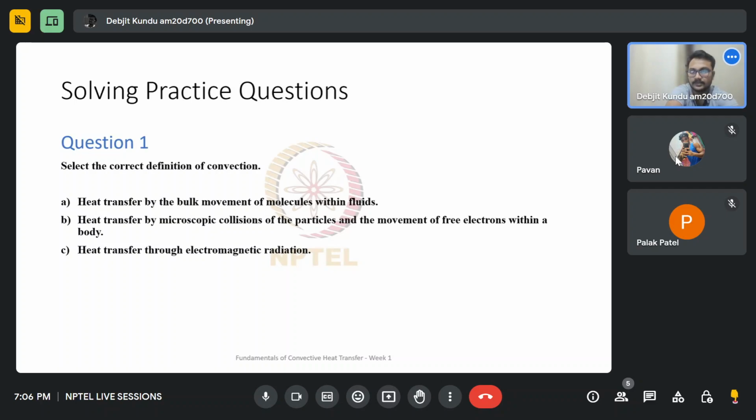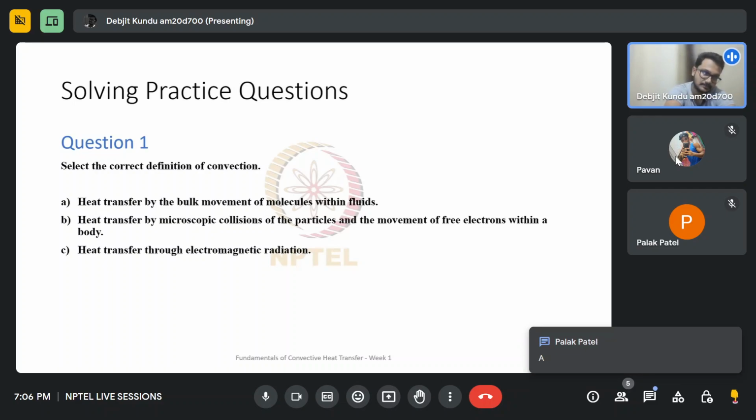Option A: heat transfer by the bulk movement of molecules within fluids. Option B: heat transfer by microscopic collisions of the particles and movement of free electrons within a body. And option C: heat transfer through electromagnetic radiation.